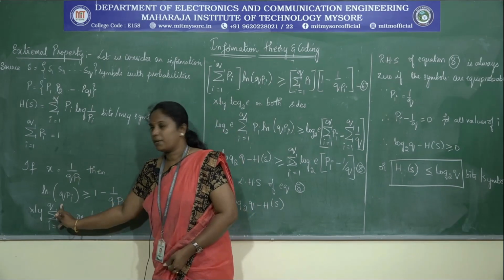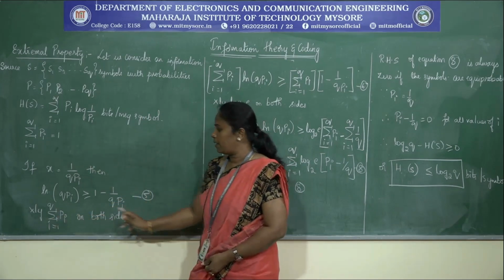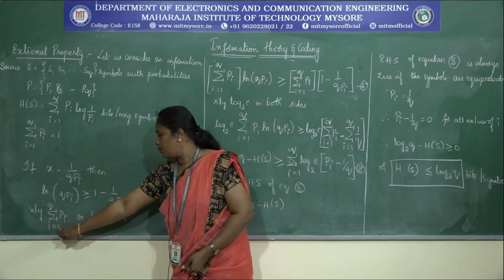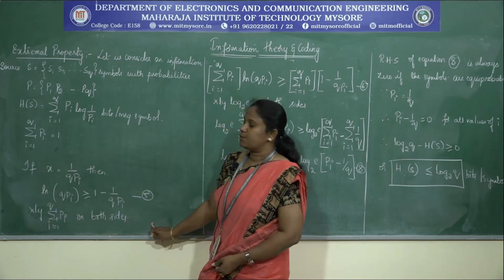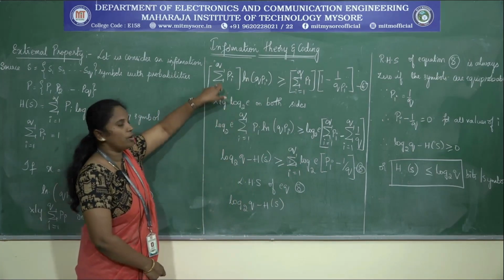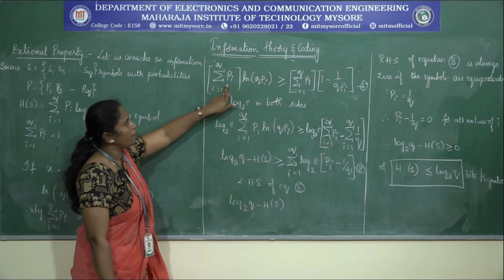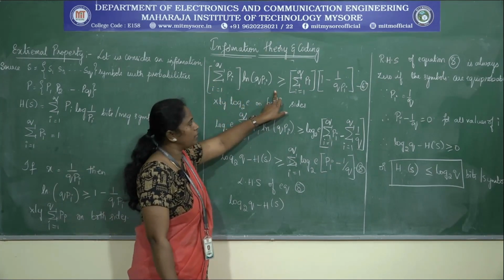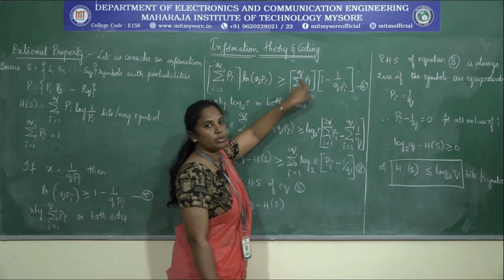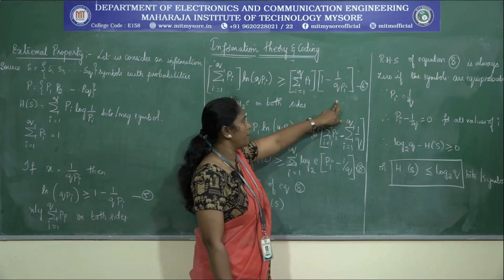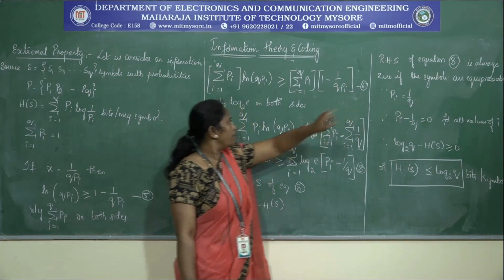For this particular equation, we multiply on both sides by the summation of i equals 1 to q, pi. After substituting, we get the equation as summation of i equals 1 to q of pi ln of q into pi greater than or equal to summation of i equals 1 to q of pi times 1 minus 1 by q into pi. Let us represent this as equation number 6.